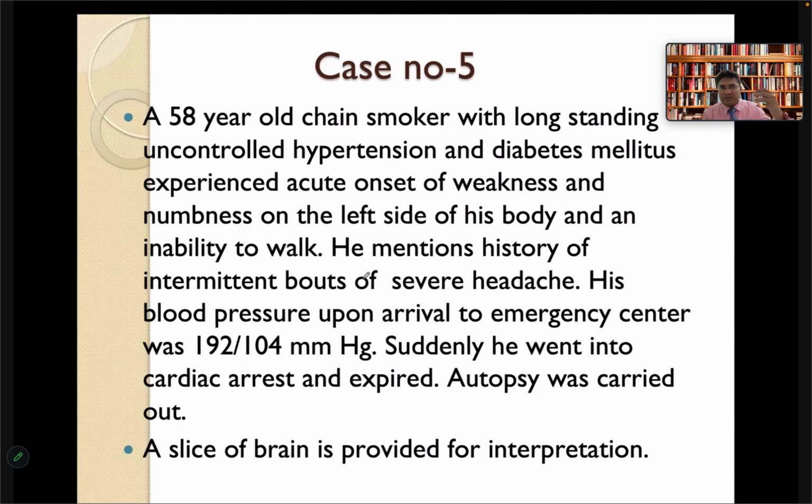So this patient has a history of smoking and important history of uncontrolled hypertension and diabetes mellitus. So these are all important predisposing factors. And this patient experienced sudden neurological deficit, and he also has a history of bouts of severe headache. And in the emergency department, look at his blood pressure. It's extremely high. So this is called a hypertensive emergency, right? Very high blood pressure.